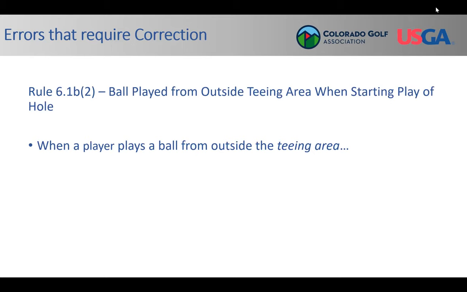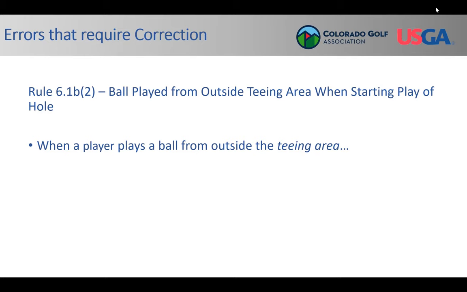Jumping a little bit forward to our next one, this is kind of when we get into Rule 6. We're talking about the play of a hole, how we play a hole and the ball we use to play a hole. So now this one is talking about starting the play of the hole. We're supposed to start every hole from the teeing area, playing a progression of strokes to the putting green and then holing out on the putting green.